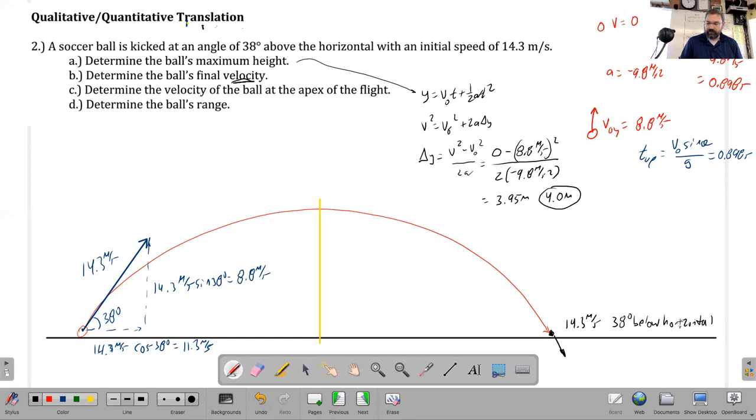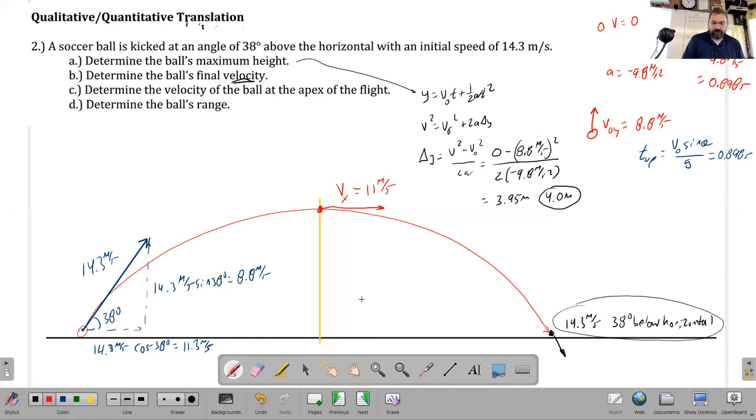It's not appropriate to say southeast because that's not necessarily the direction, but it's some angle below the horizontal. What's the velocity of the ball at the apex of the flight? So when the ball is up here, that's the apex. The velocity is only horizontal, and that velocity at the top is the same as what it was the whole time. Turns out that it's 11 meters per second. It's the horizontal component of the initial velocity.